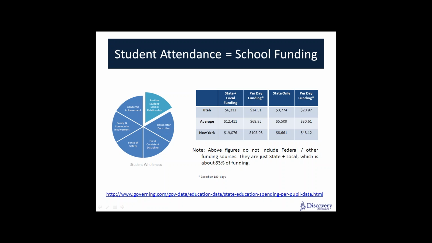Now, all I've counted in this is the 83% of funding that is federal, sorry, not federal, that is state and local funding. I'm not including federal funding and other funding sources like donations and bake sales. Okay, those count for 17%. State and local is typically about 83% of funding.